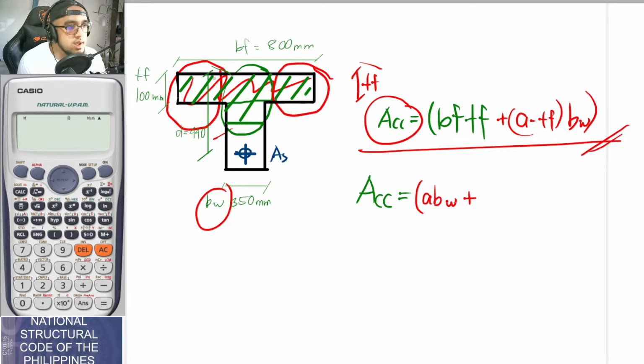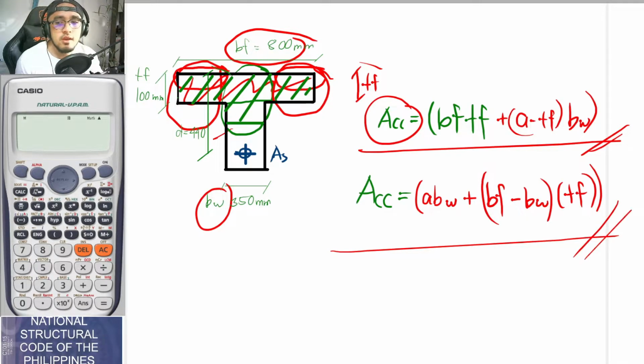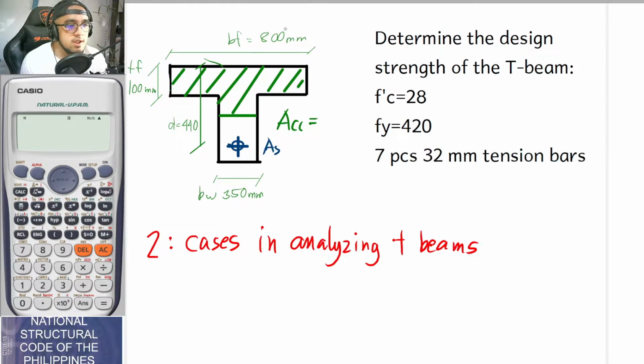ABW plus, what are these areas here? This is basically equal to the base of the flange minus BW. If this is the base of the flange and this is the BW, you would now be remaining with this dimension. So BF minus BW times your TF. So this is another equation. The usage of the equation would be up to you, whichever you will use, depending on the problem or depending on what you like. Okay, so with that, guys, let's proceed.